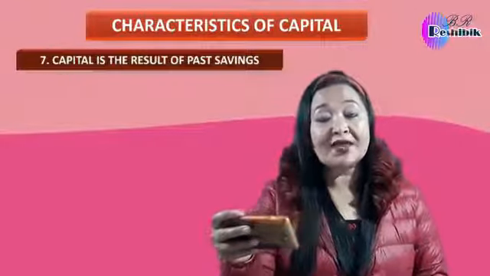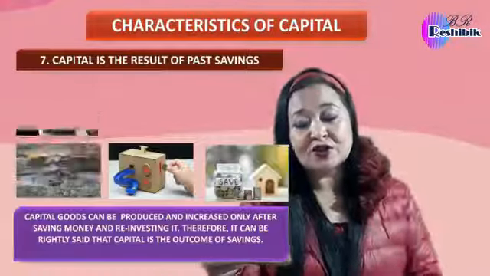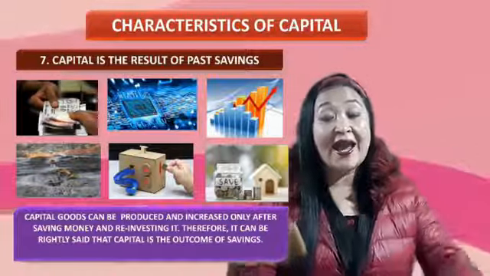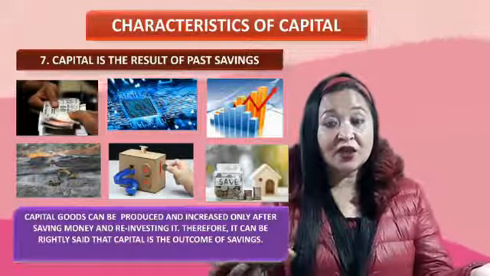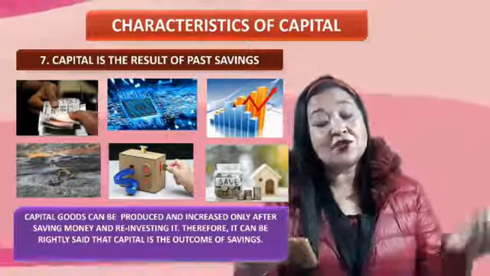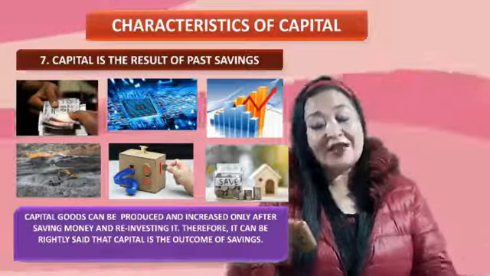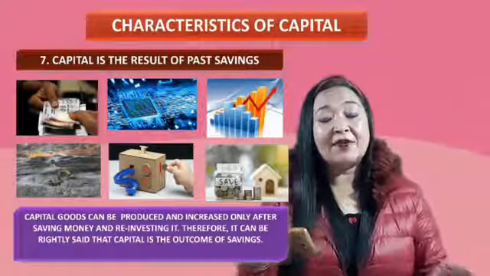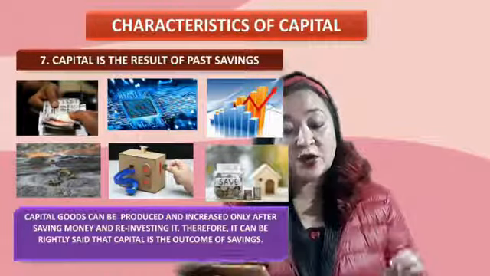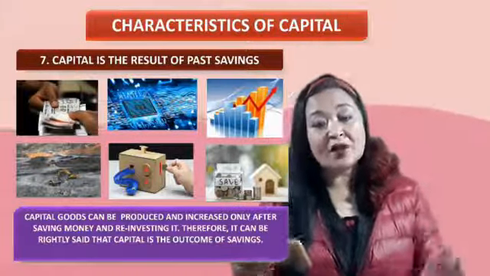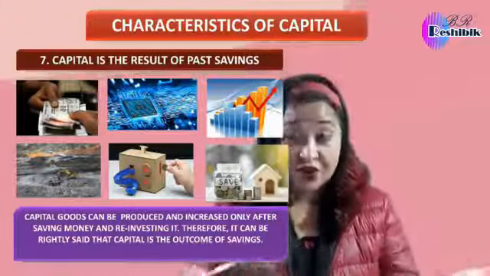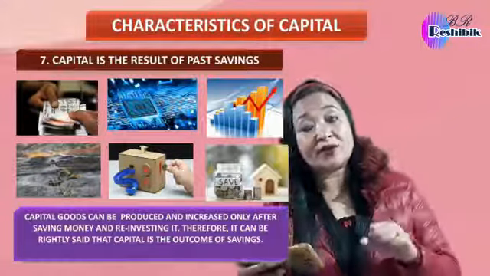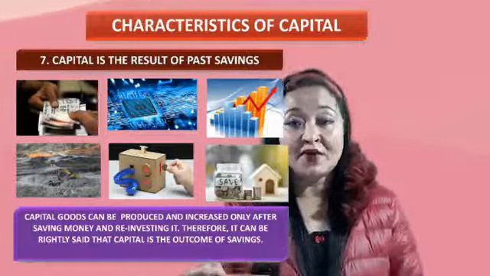The next characteristic: capital is the result of past saving. Capital goods can be produced and increased only after saving money and reinvesting it. You understood? Capital, as I said, is not a free gift of nature. So capital can be produced and increased only after certain money is saved and reinvested in it. Therefore, it can rightly be said that capital is the outcome of saving. First you have to save money, then only you will be able to invest it and create capital. That is why capital is very rightly said to be the outcome of saving.